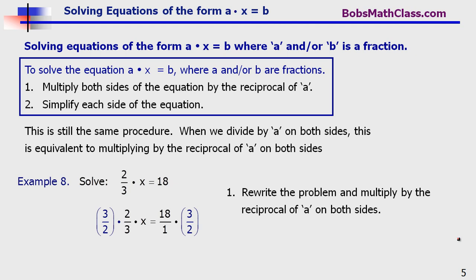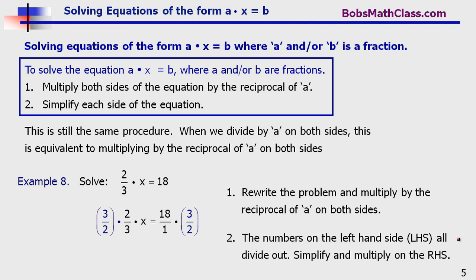Okay, keep in mind, whatever you do to one side, you have to do to the other side. Now, what happens on the left-hand side? Well, those all divide out, they cancel. So on the right-hand side, can we reduce? Yeah, the 2 and 18, right? 2 goes into 2 once, and 2 goes into 18 9 times. And now we can multiply across. That gives us 27 over 1, which is 27.